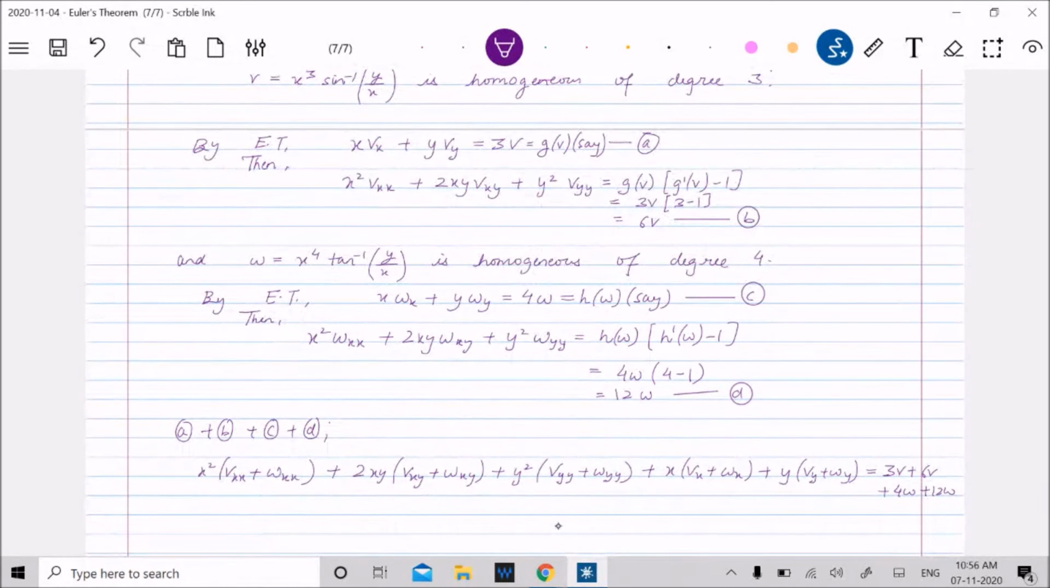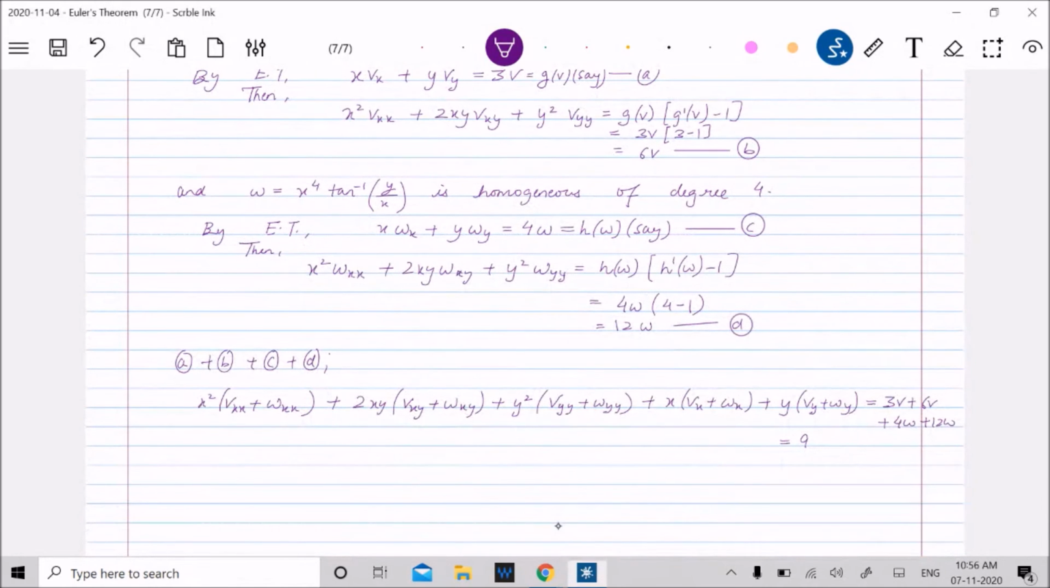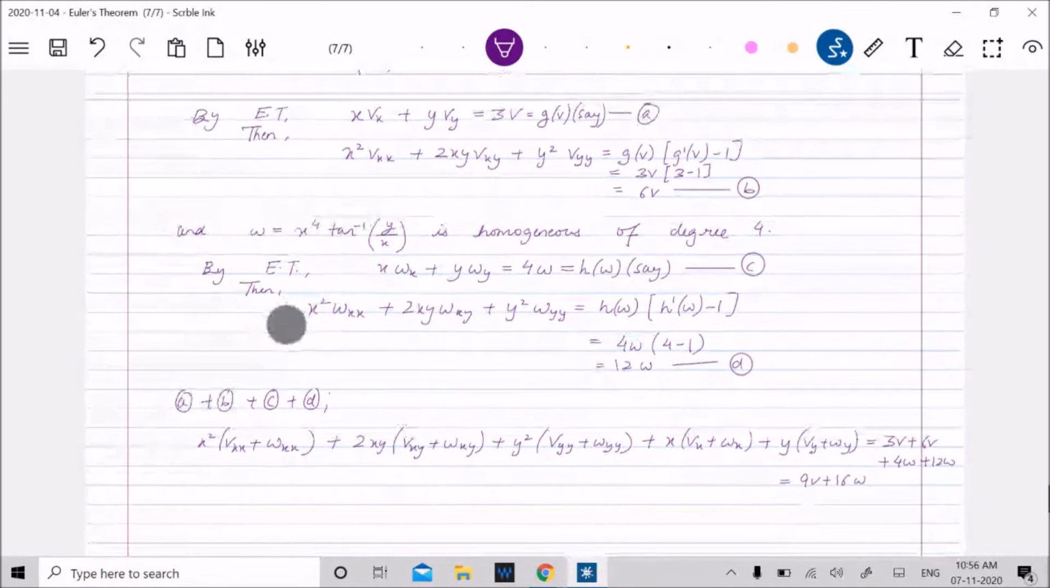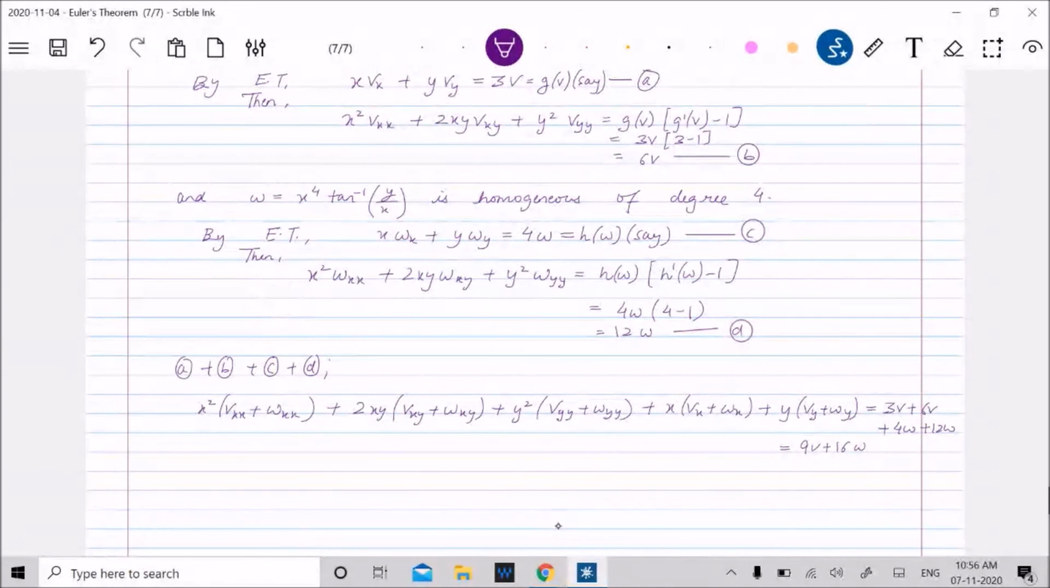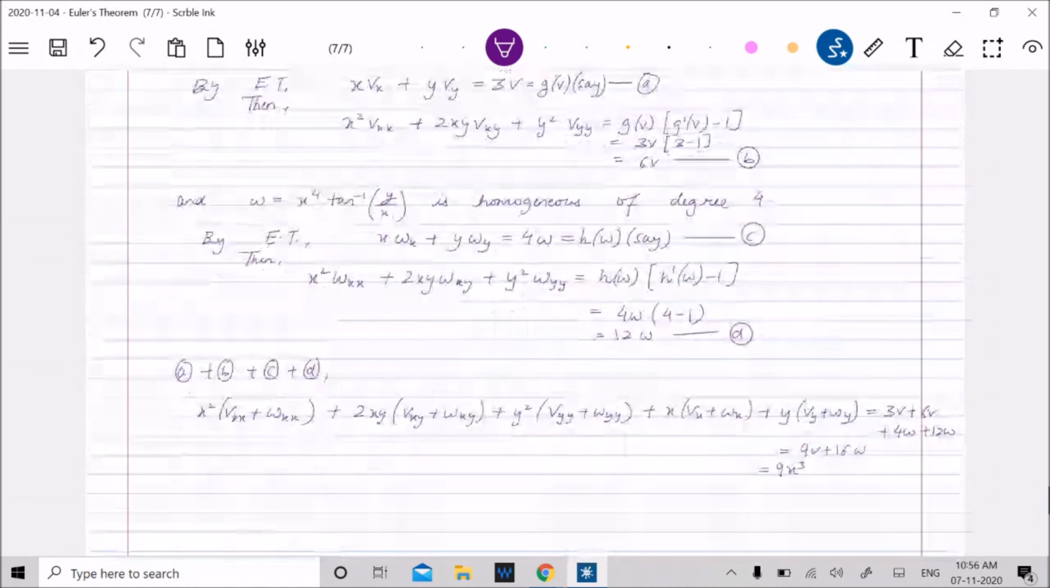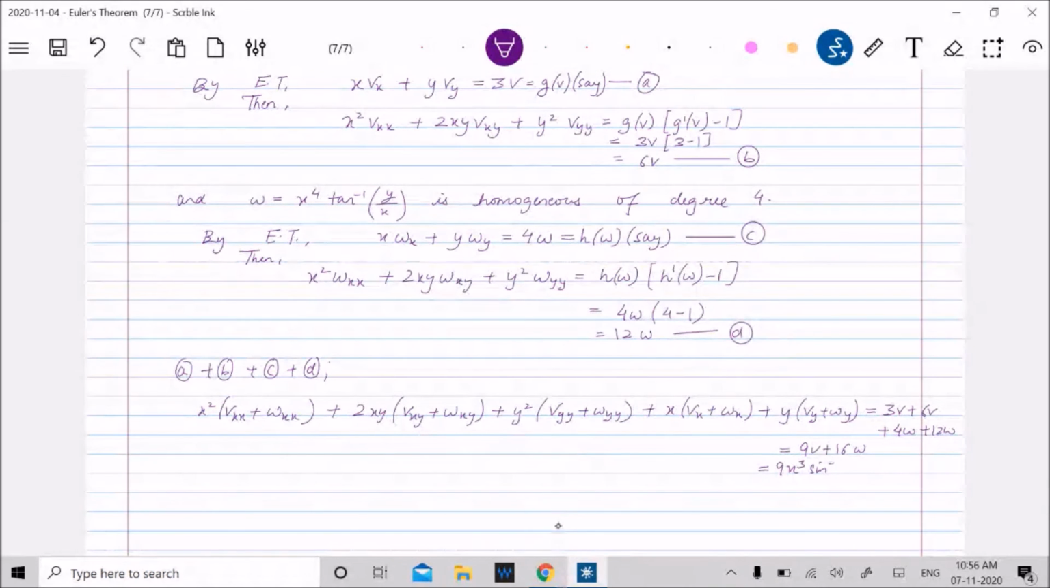So the total is here 9v, 9 times v plus 16 times w, right? So what should I do? I should put the values of v and w. Yes, I can do that. So the final value is 9 times the value of v, which was x cube, I think it was sine inverse y upon x, and plus 16 times x to the power 4 tan inverse y upon x.